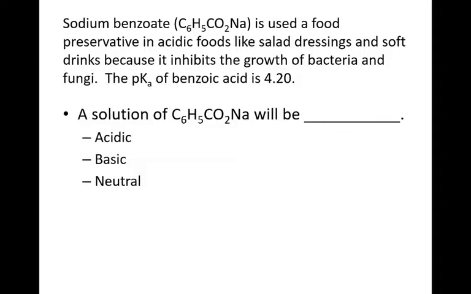So predict, will a solution of C6H5CO2Na, sodium benzoate, be acidic, basic, or neutral? A solution of sodium benzoate is expected to be basic.